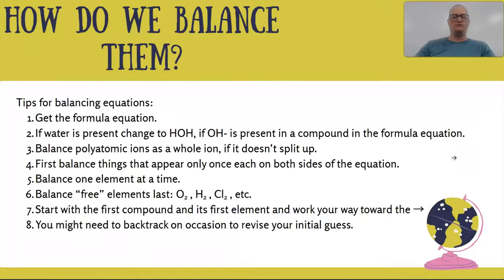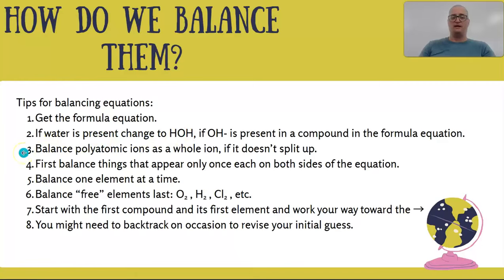Take a moment to copy these down and pause it here so you get these all, and we'll go over them. So step 1 is to get the formula equation. The formula equation is the part that is not balanced, so there are no coefficients in front. If water is present, change that H2O to HOH if you see the hydroxide ion present. That makes it very simple for you to balance. I'll show you an example of that.